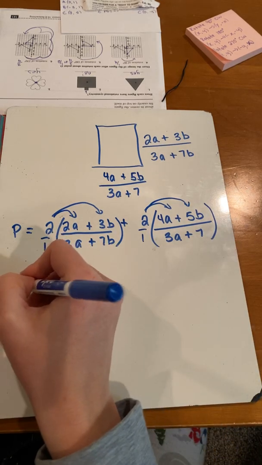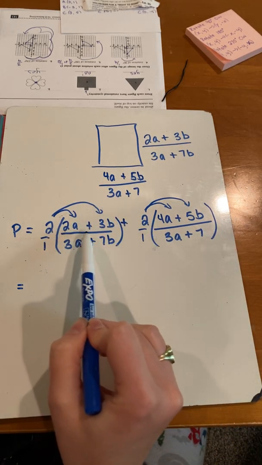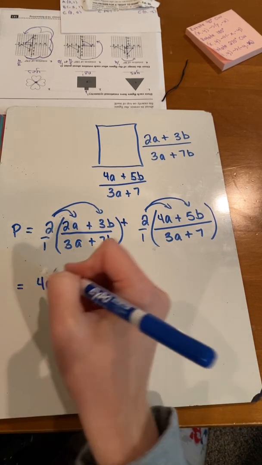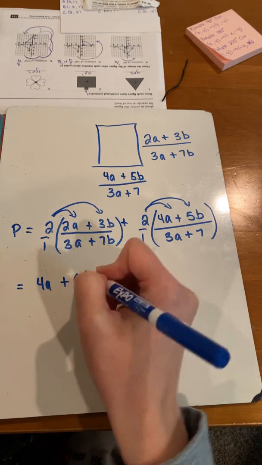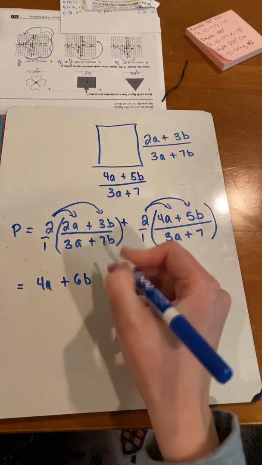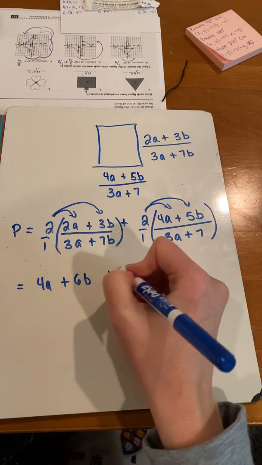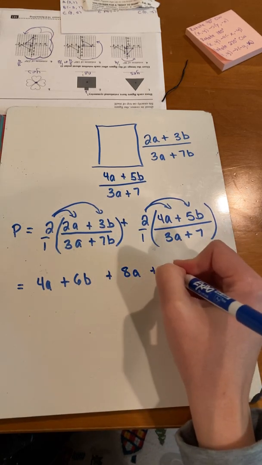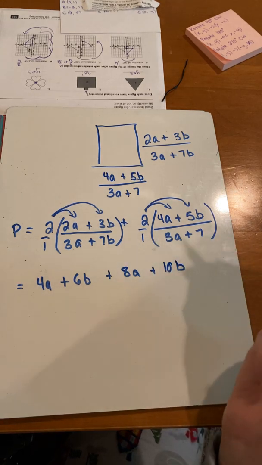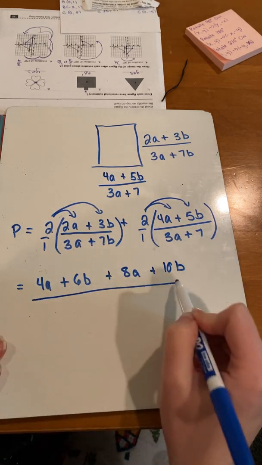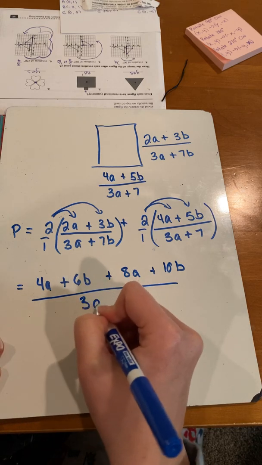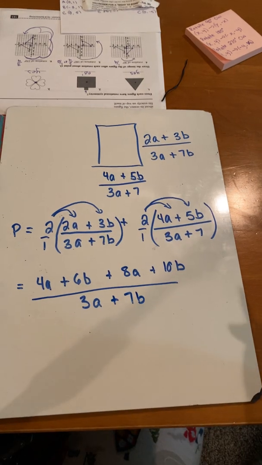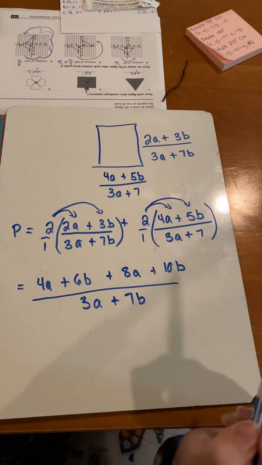So continuing down here, we have twice 2a plus 3b. Well, 2 times 2a is going to be 4a plus 6b. And now we're going to repeat it over here. Plus 2 times 4a, which is just 8a, plus 2 times 5b, which is going to be 10b. And now we put the entire expression over the common denominator of 3a plus 7b, because when we have common denominators, we can group it all together over the same denominator.